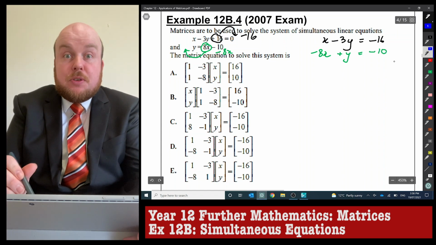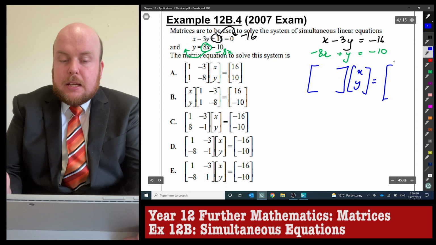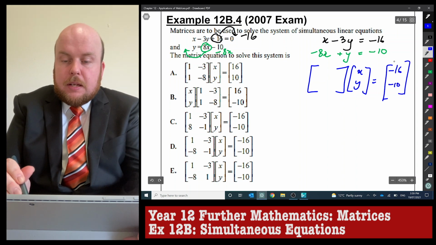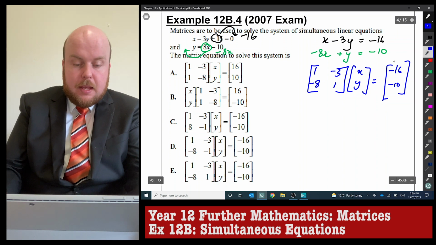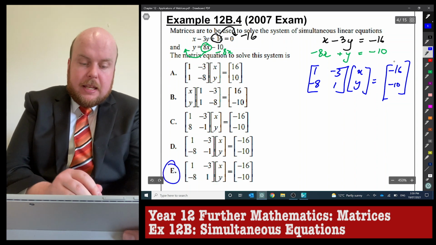So that means the matrix that we would need to set this up, we'll obviously need an x and y here. We'll need a -16 and a -10. And we'll need a 1, a -3, a -8, and 1. And it looks like the only one that fulfills all of that criteria is E.